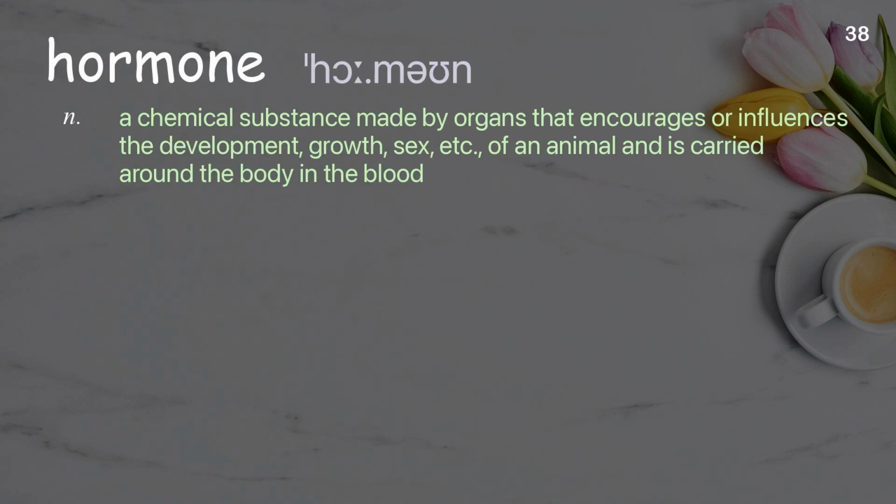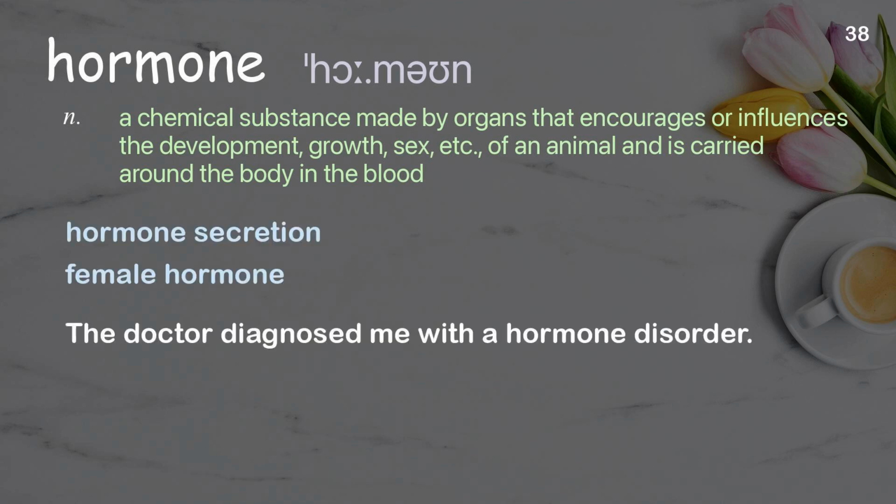Hormone. A chemical substance made by organs that encourages or influences the development, growth, sex, etc., of an animal and is carried around the body in the blood. Examples: hormone secretion. Female hormone. The doctor diagnosed me with a hormone disorder.